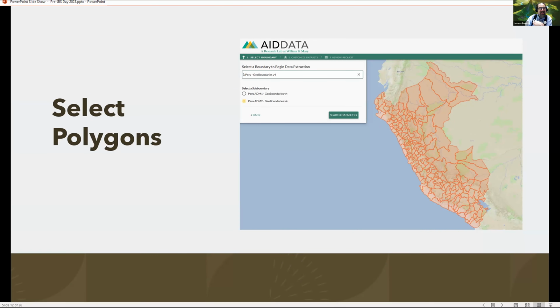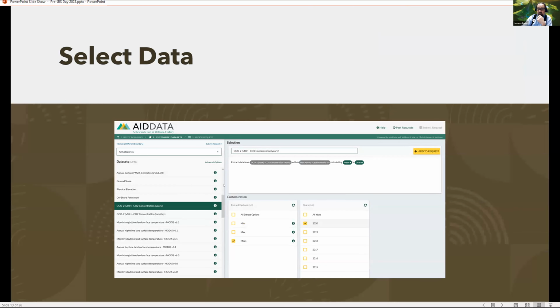it says Peru. I selected Peru, and we can see that there are two administrative boundaries. One is going to be more on a province level, and these are getting smaller, the administrative level 2, and you can see all of the polygons for which we can download geospatial data. And then when we go and select the data at the AidData site, there is just tons of data in here. And this is only right now, I'm in Peru on those small geographies. You can see I have the CO2 concentration selected.